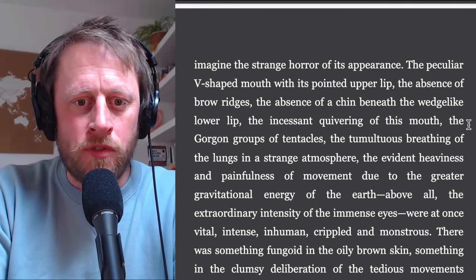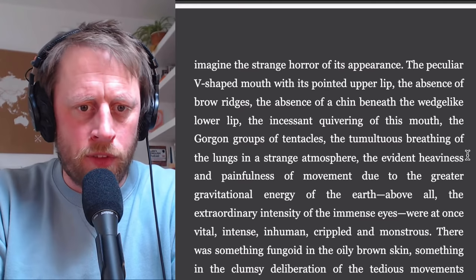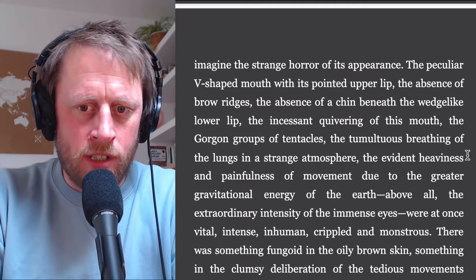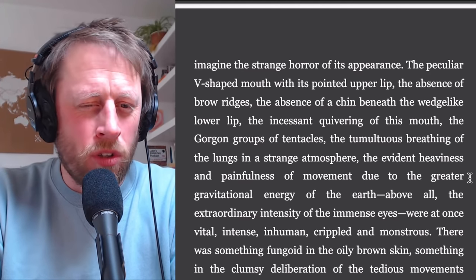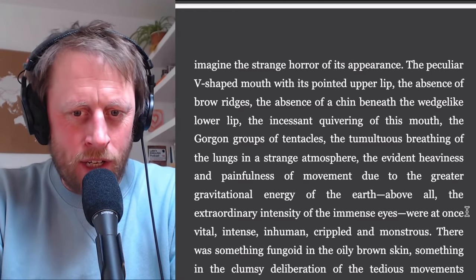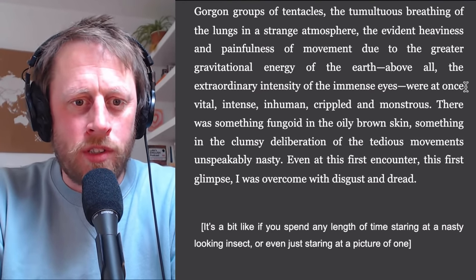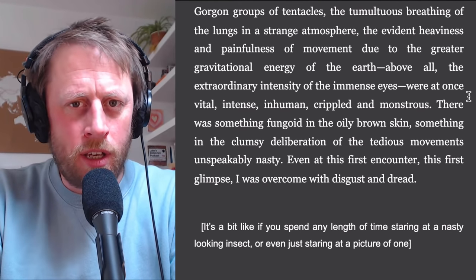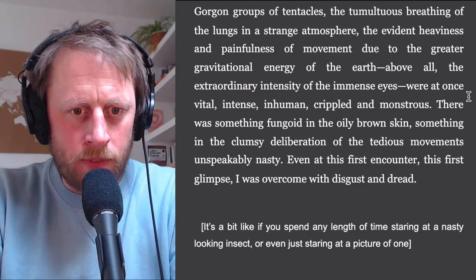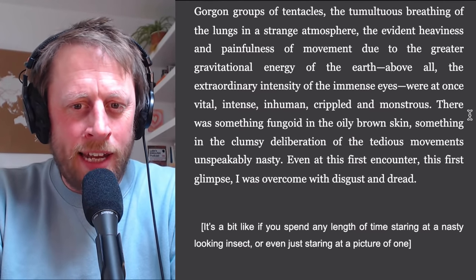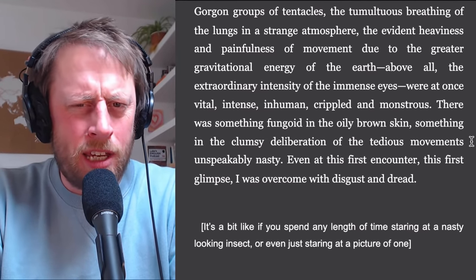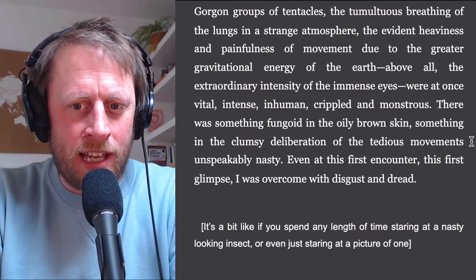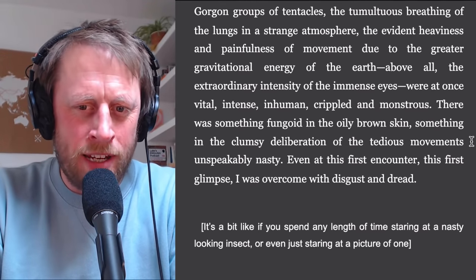The gorgon groups of tentacles. The tumultuous breathing of the lungs in a strange atmosphere. The evident heaviness and painfulness of movement due to the greater gravitational energy of the Earth. Above all, the extraordinary intensity of the immense eyes were at once vital, intense, inhuman, crippled, and monstrous. There was something fungoid in the oily brown skin, something in the clumsy deliberation of the tedious movements, unspeakably nasty. Even at this first encounter, this first glimpse, I was overcome with disgust and dread.